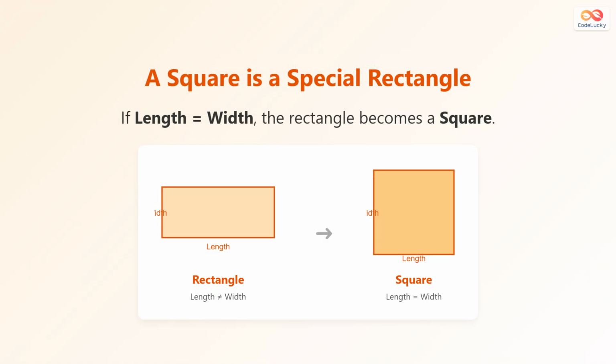Think of a square as a very specific type of rectangle. In a normal rectangle, the length and width are usually different. However, if you shorten the length or increase the width until they are exactly equal, that rectangle becomes a square.